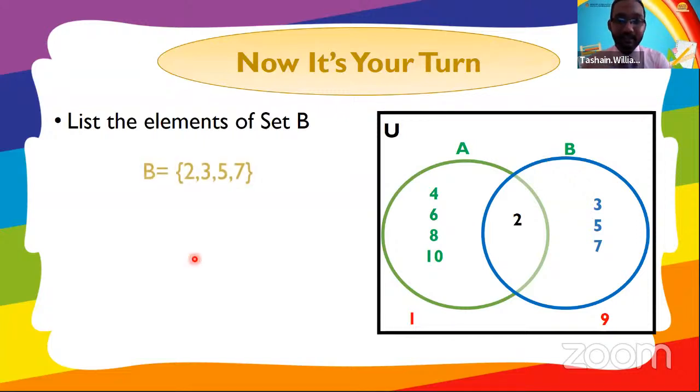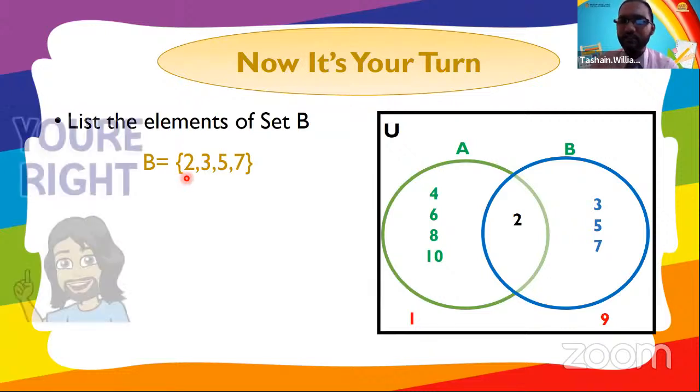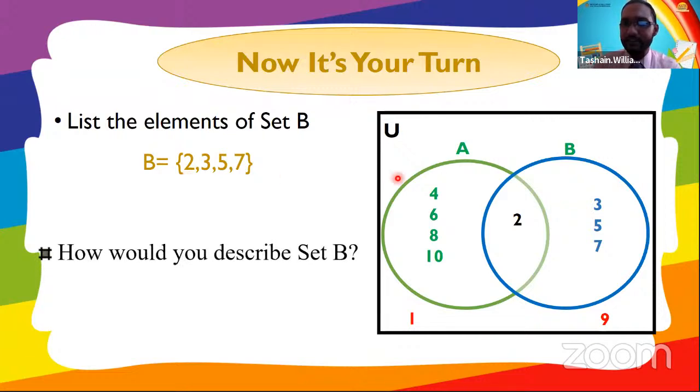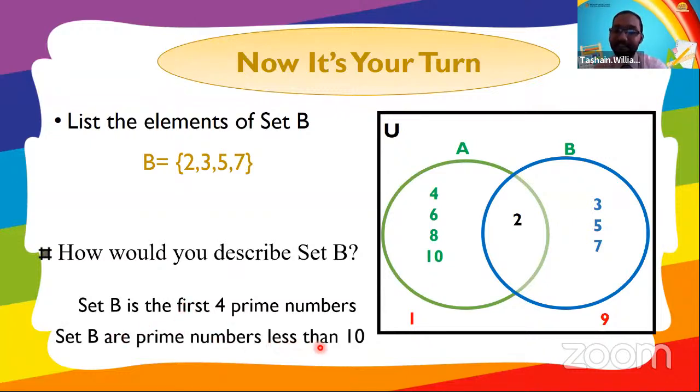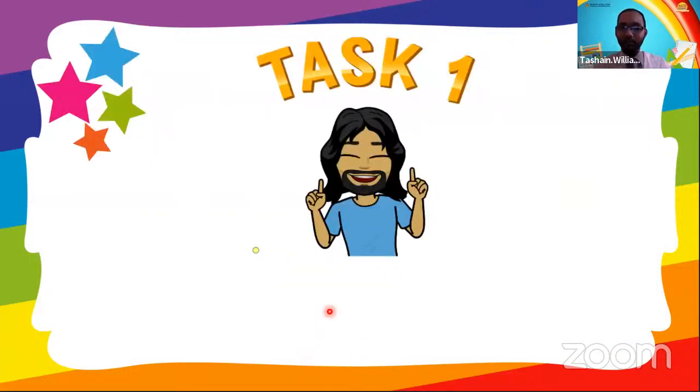Now, if you said set B consists of members 2, 3, 5, and 7, you are correct once more. Good going. Now, B is a set of, who can now describe this set? I saw some person describing the set of objects already. Some person says prime numbers, some person says odd numbers. Well, if you said set B is the first 4 prime numbers, you are correct. If you also said set B are prime numbers less than 10, way to go, boys and girls. You are also correct. All right, let's step it up a notch, boys and girls.